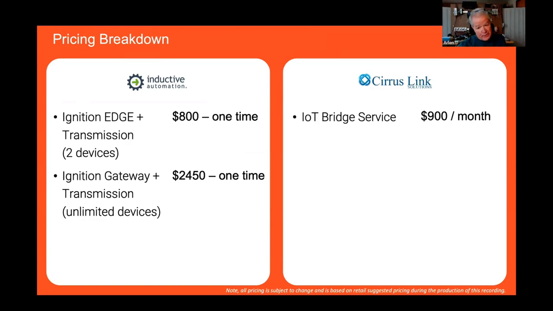The IoT Bridge service on either AWS or Azure is $900 a month as standard. Okay. What are the restrictions to that, Arlen? Is there any long-term restriction? No, it's an unlimited number of publishing, unlimited number of tags. Turn it on, use it for a month, turn it off, or am I committing to a year? No, you can turn it off.